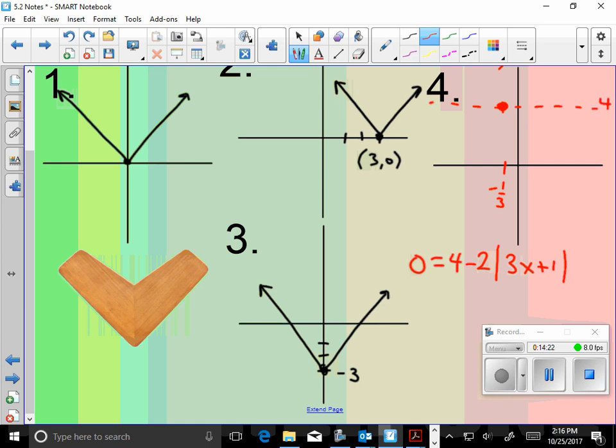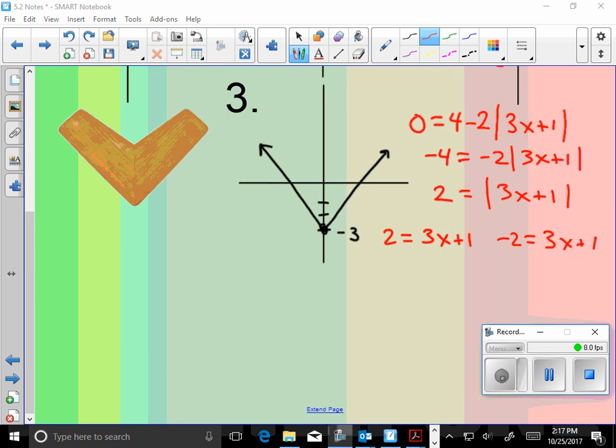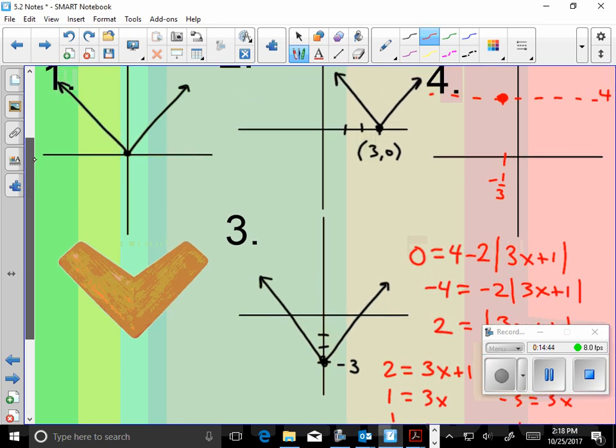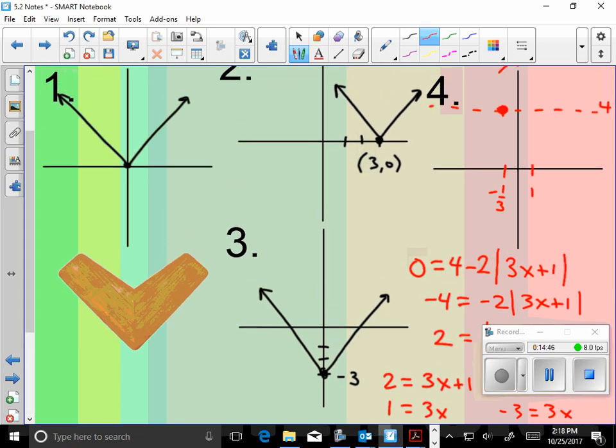Okay, guys, so what I did was I got the absolute value all alone. Now I'm going to solve for x. I'm going to subtract 1, divide by 3, and subtract 1, divide by 3, and I've found my 2 x-intercepts to be positive 1/3 and negative 1. Now that makes sense, right?